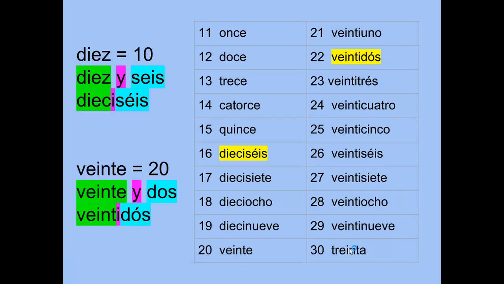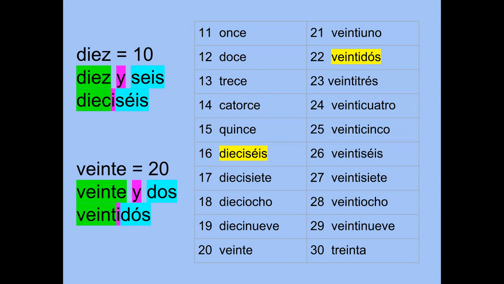So as you look at this pattern, I've chosen the number 16 and the number 22 to show you a breakdown of what's happened in this compound word. Diez is equal to 10. And so when we're saying 16, it's literally 10 and 6. But it becomes a compound word of dieciséis. And because it is a compound word, it requires an accent mark on that form.